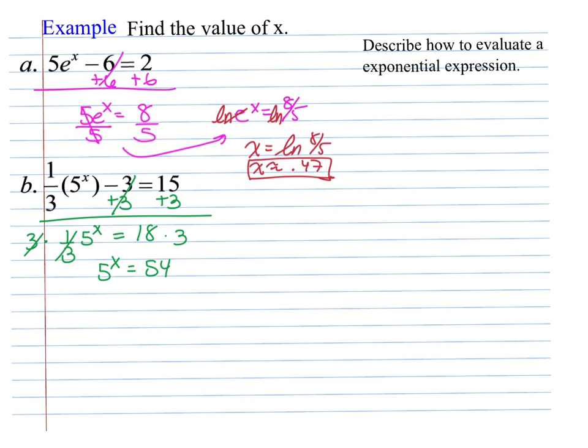Since I don't have any e's or ln, I'm going to write this as a log, because it's an exponential form. So I'm going to have that x is equal to log base 5, because now that becomes my base, of 54. If I put that in my calculator, I'm going to have 2.48 as my approximation.